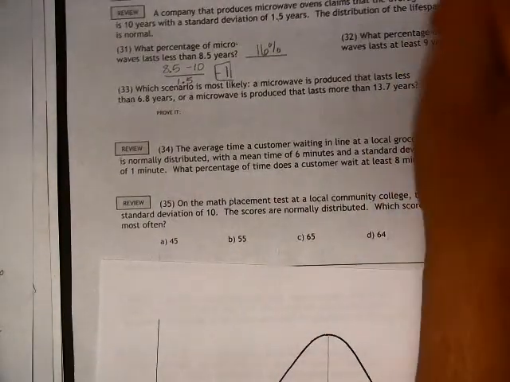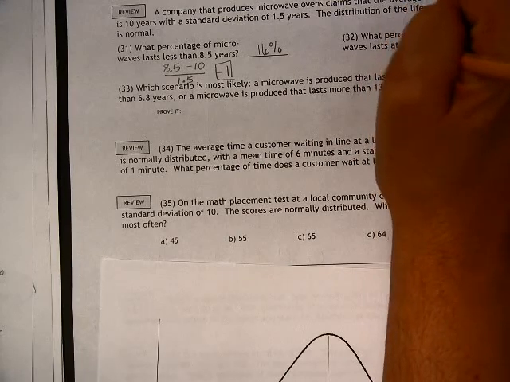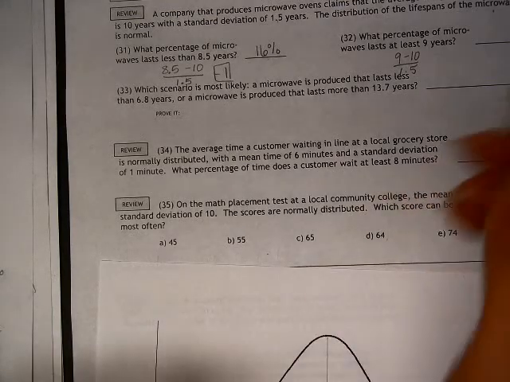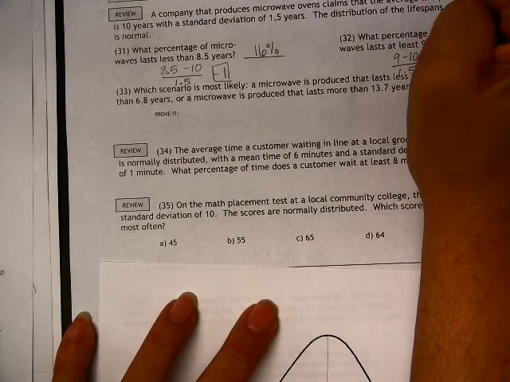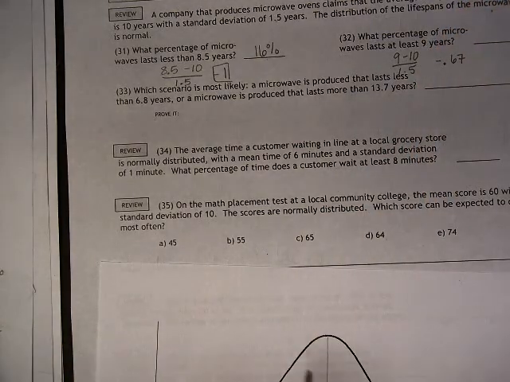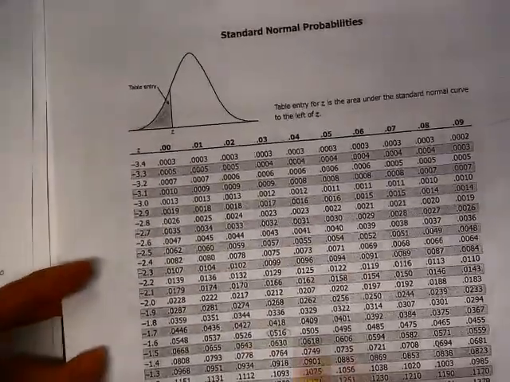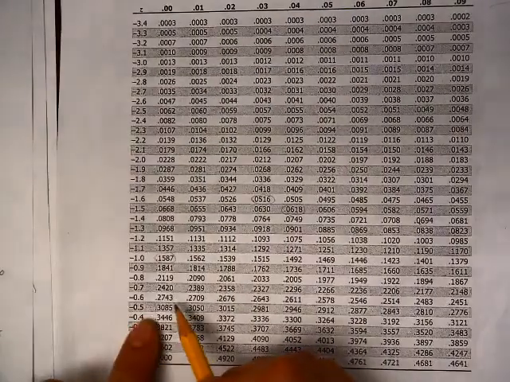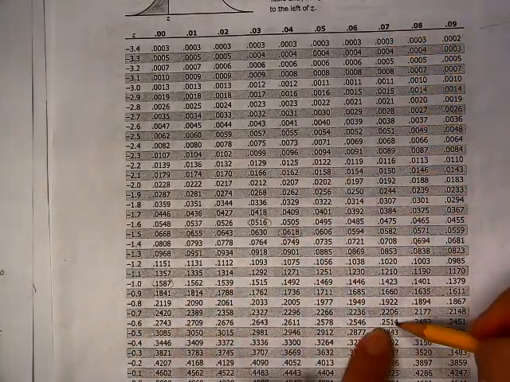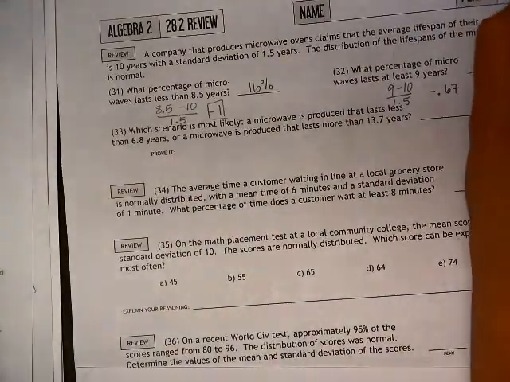Now, at least 9 years, again, we need to use our z-score. So we have -1 divided by 1.5, which gives us -0.67. That I can't look up on my little beautiful chart here, I have to go to here. So -0.67, this is 0.6, and 7 is here, which gives me 0.2514.